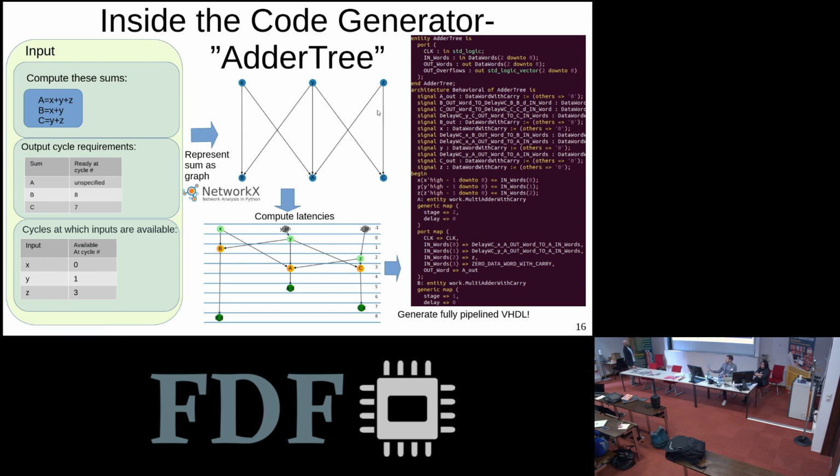So then this generates this kind of graph behind the scenes. The graph represents the summation. So A accepts X, Y, Z. I'm sorry, maybe people don't see it, but then latencies are computed, and this is expanded to a graph like this, and then eventually you can automatically generate this fully pipelined VHDL for all the additions and delays.